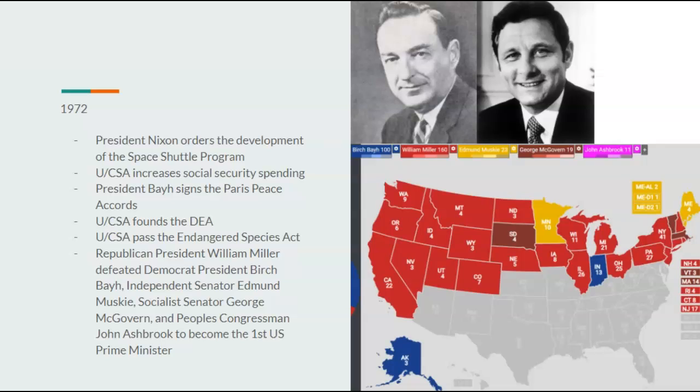And Republican President William Miller defeats Democrat President Birch Baugh, Independent Senator Edmund Muskie, Socialist Senator George McGovern, and People's Congressman John Ashbrook to become the first U.S. Prime Minister. Yep, this is involved in that reboot. It's a five-way race of the top 5 candidates. They debate, they go out in public, all that good stuff. A televised public debate. I'm serious. A televised public debate, which is all William Miller's idea.